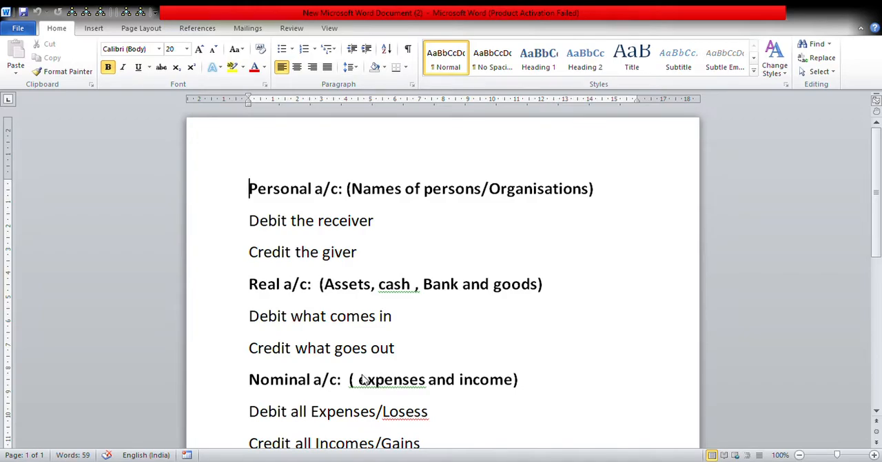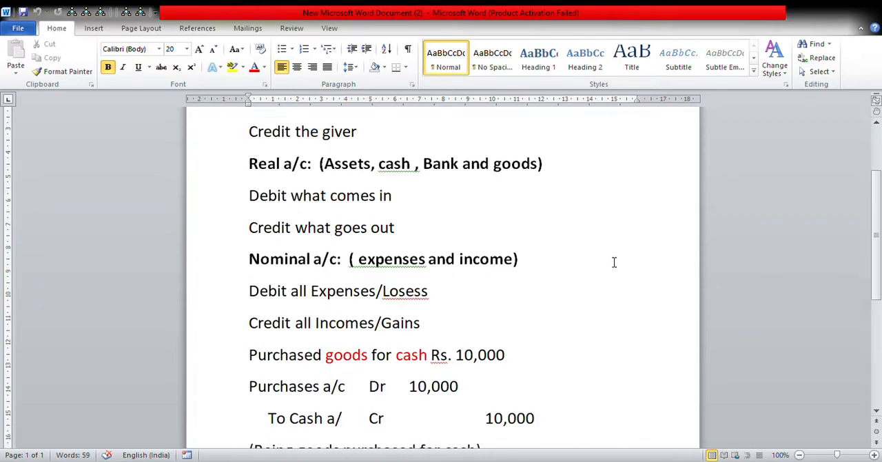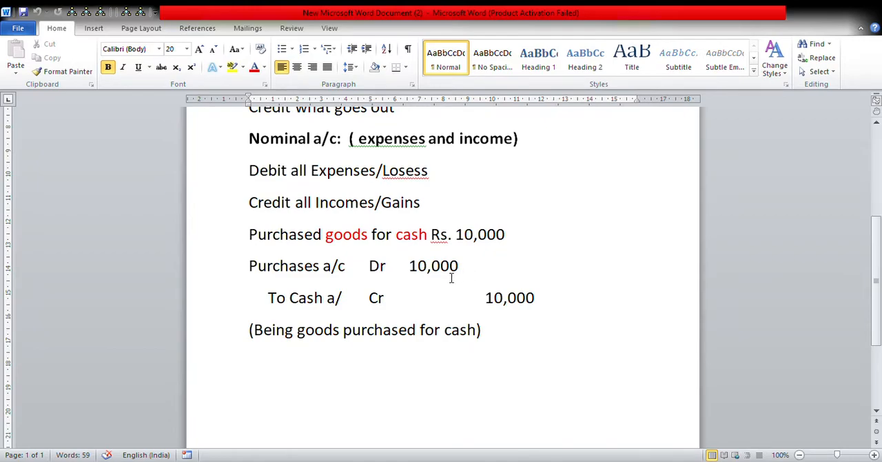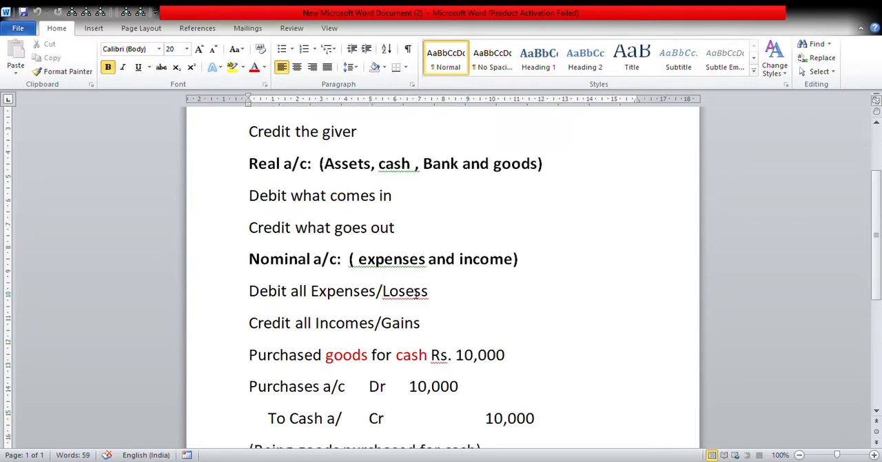So if you just take an example, a transaction called purchased goods for cash. Whenever we look into a particular transaction, it needs to be analyzed, and for the purpose of analyzing it, the student should ask himself three questions. The first one is whether it is a cash transaction or a credit transaction. The second question is what are the accounts which are included in that particular transaction which is being given.